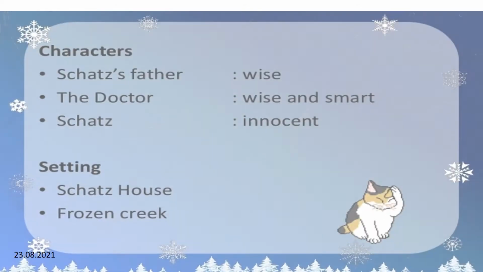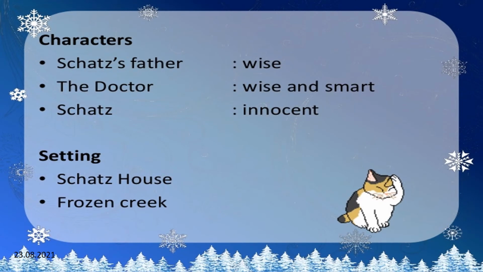Let's see the characters in this story. There are only three main characters: Schatz, his father, and the doctor. Schatz's father is a wise person, and the doctor is a wise and smart person. Schatz is an innocent boy, sitting in the house, and there was a frozen creek. Frozen creek means a small river or stream.